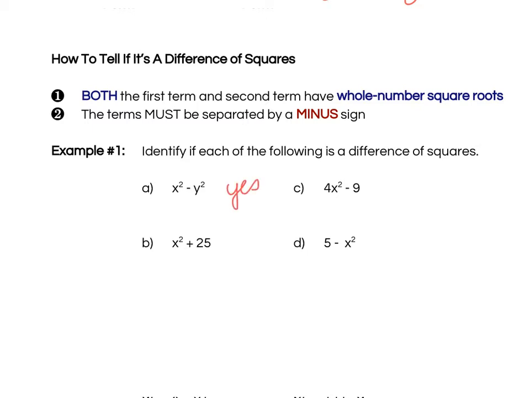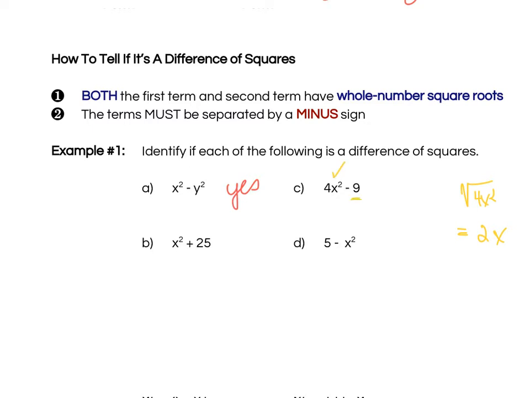In the next one, let's take a look at it. I can see that 4 has a square root, and so does x squared. So the square root, I'm going to do that on the side. The square root of 4x squared is just simply going to be, well, the square root of 4 is 2. The square root of x squared is x. So 2x. So yes, that criteria is satisfied.